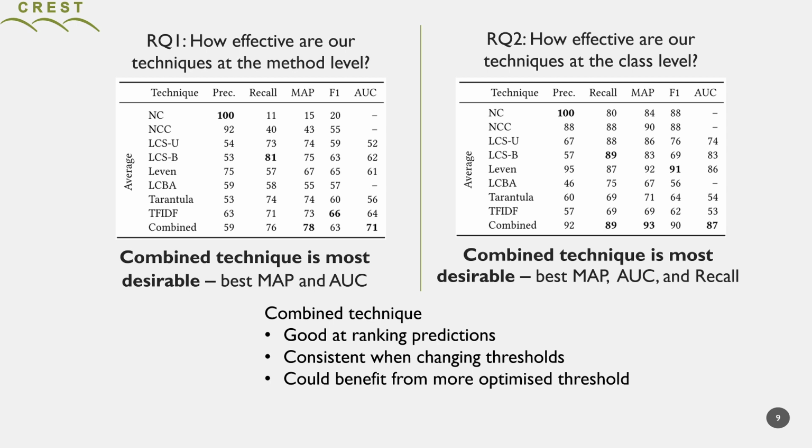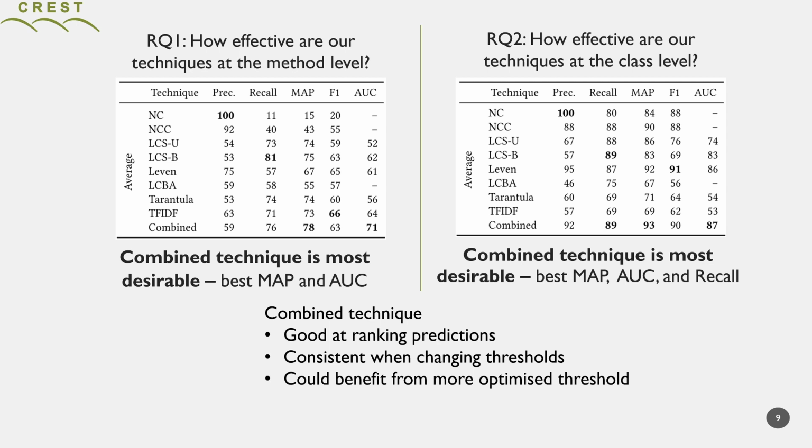And here we see that the combined technique is the most desirable because it performs best for MAP and AUC. That shows that it's good at ranking predictions and that it's consistent when changing thresholds, and that it could in fact perform even better with a more optimized threshold. For RQ2, we look at the class level links with just the class level information. And again, the combined technique is the most desirable.